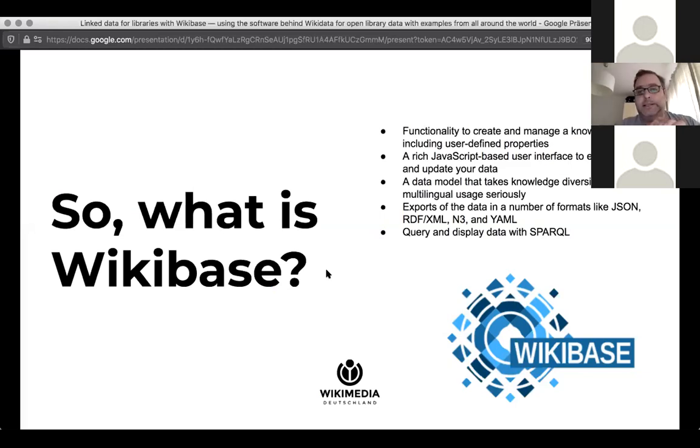We take knowledge diversity and multilinguality very seriously in our data model. It is not only a system where you can have a key value store where every key just has one value, but you can have several values right next to each other. And you can export the data in a number of structured formats like JSON, RDF, XML, N3, YAML, etc. And if you install your own Wikibase, of course, you get the magic of that SPARQL query service that I talked about earlier.